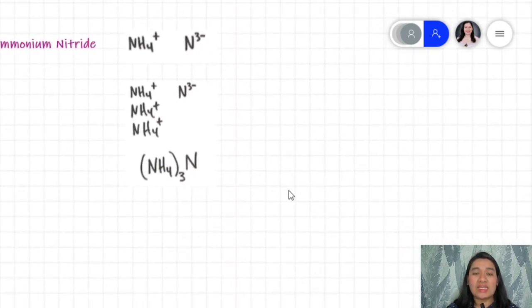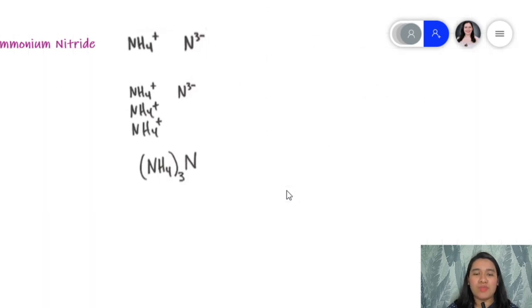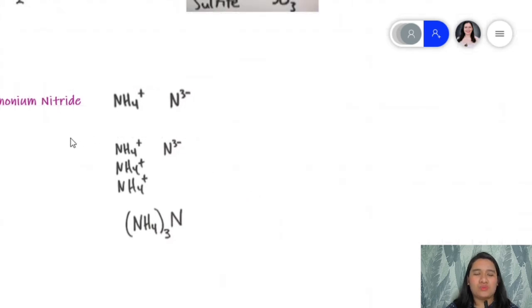Now let us write the chemical formula for ammonium nitride. How many ammonium can you see? 1, 2, 3. So NH4 in parentheses. Why parentheses? Because NH4 is a polyatomic ion. So how many NH4? 3. Now, how many nitrogen can you see? 1. So (NH4)3N is the chemical formula for ammonium nitride. Okay.